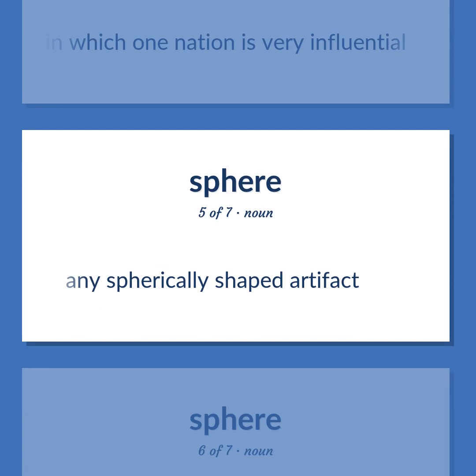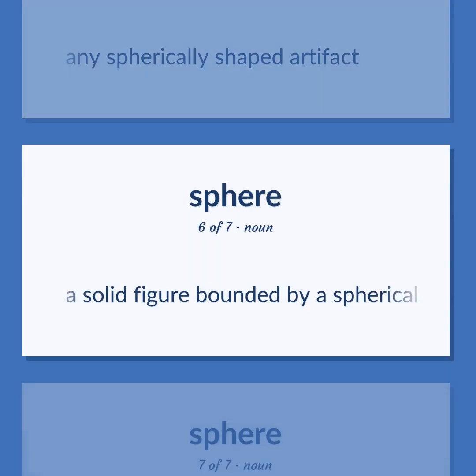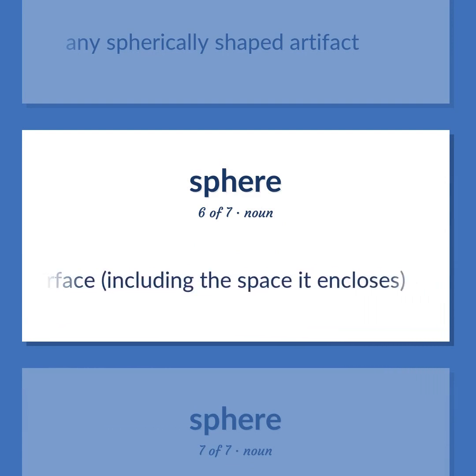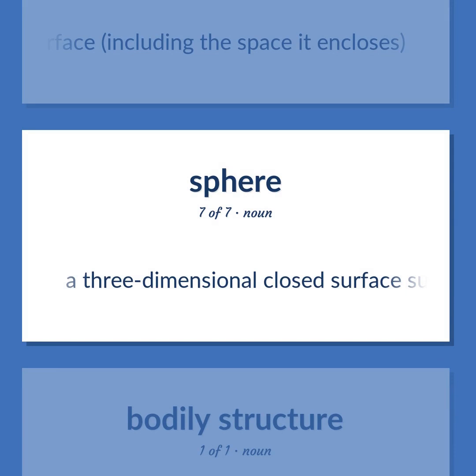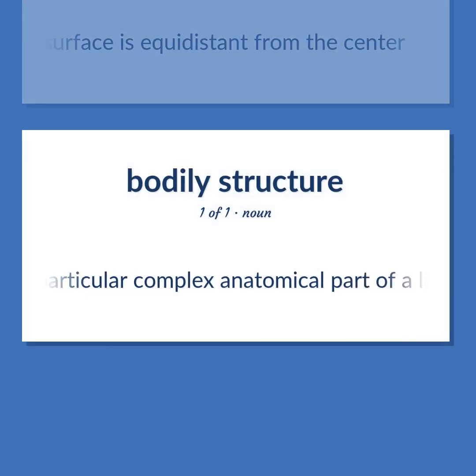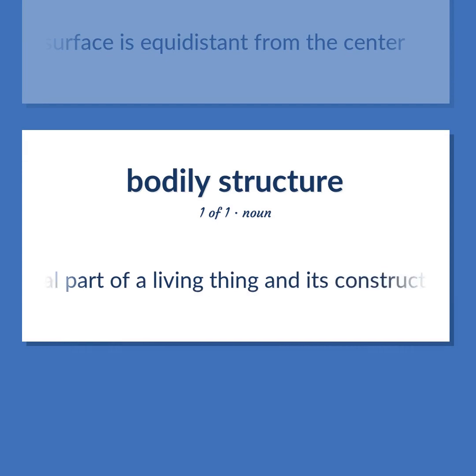Any spherically shaped artifact. A solid figure bounded by a spherical surface, including the space it encloses. A three-dimensional closed surface such that every point on the surface is equidistant from the center. A particular complex anatomical part of a living thing and its construction and arrangement.